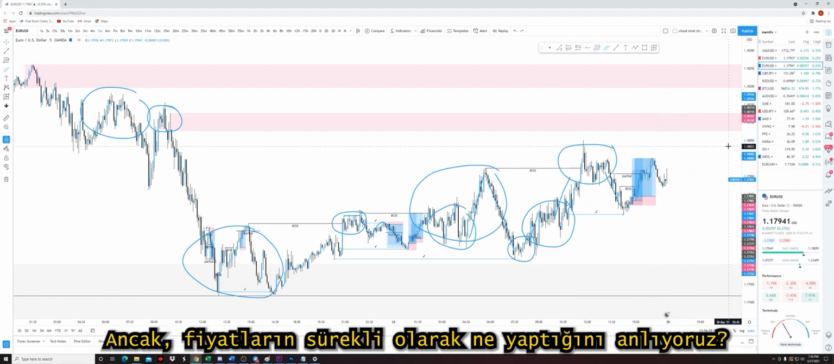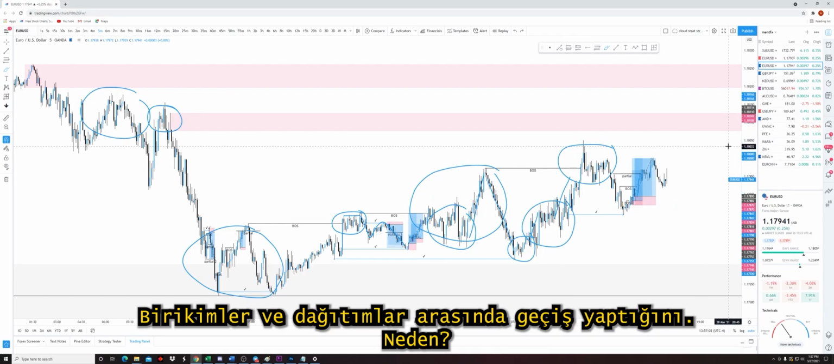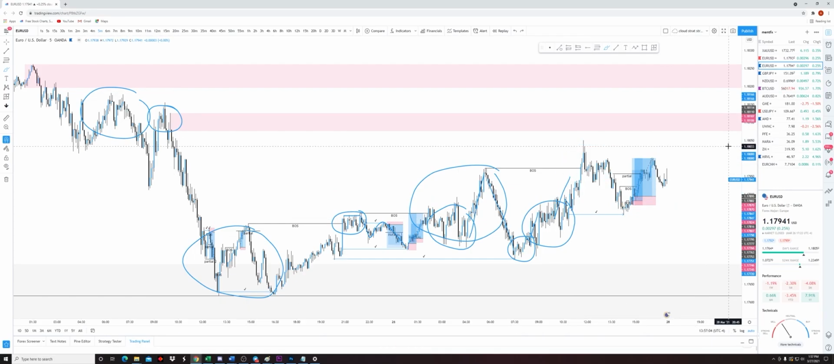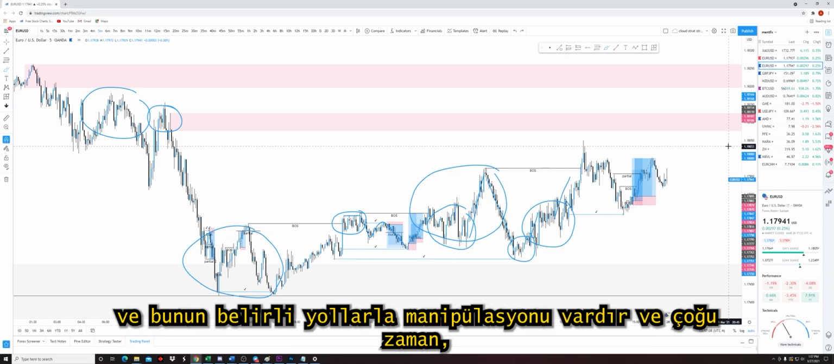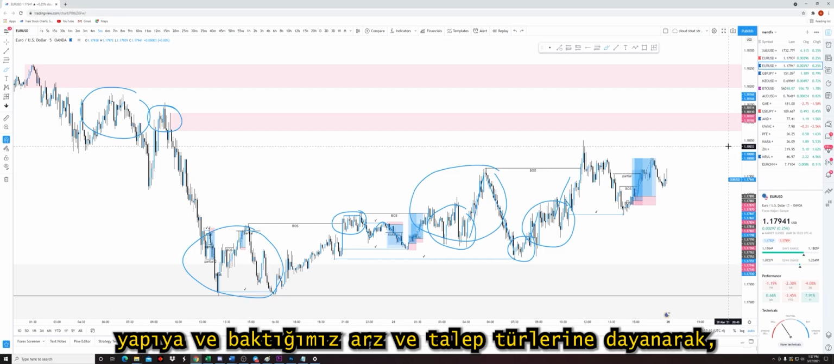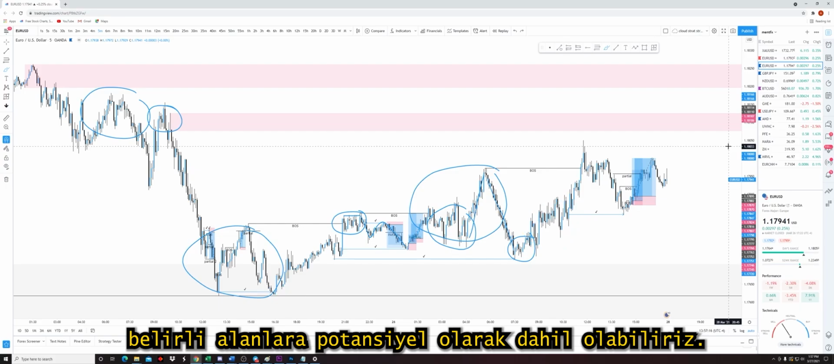However, we understand that prices are consistently doing what? Shifting between accumulations and distributions. Why? Because there is always the creation of liquidity and the manipulation of it in certain ways, and more often than not, based on structure and based on the types of supply and demand that we're looking at, we are able to potentially get involved in certain areas.